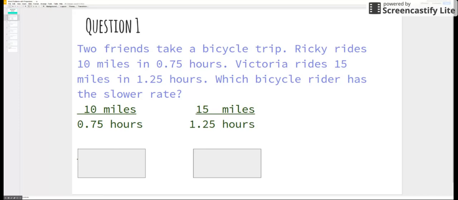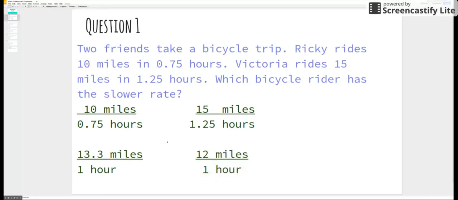So just divide those two: 10 divided by 0.75, and you get 13.3 miles per hour. Here you do 15 divided by 1.25, and you get 12 miles per hour. Which one has a slower rate? Well, this one does, because this one only goes 12 miles an hour. This one goes 13.3 miles an hour.